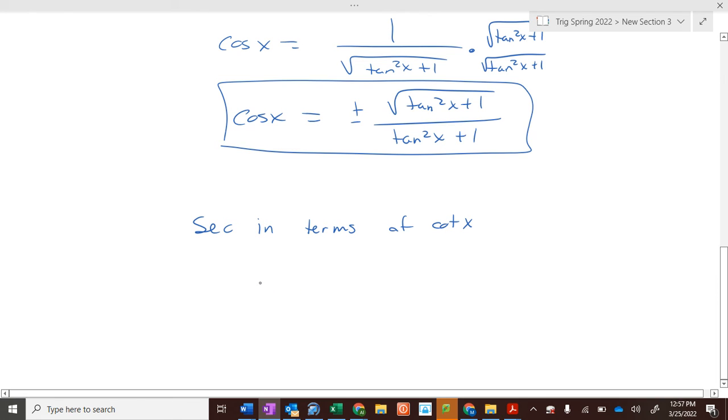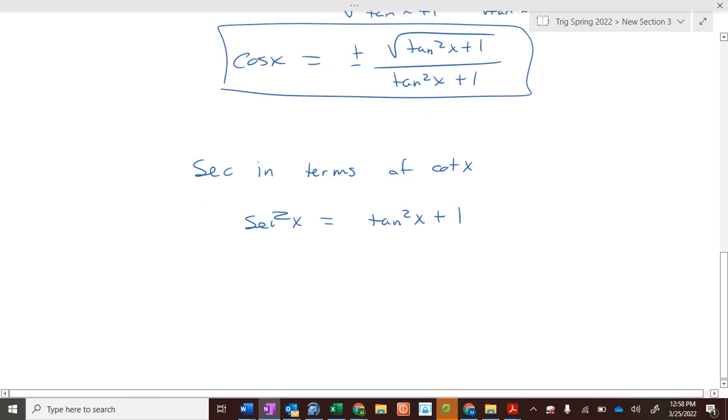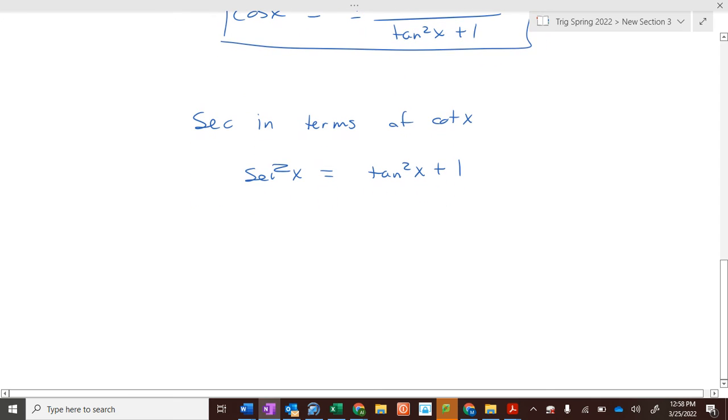Okay? So, we want secant in terms of cotangent. So, secant squared of x equals tangent squared of x plus 1. Now, this is going to be a crazy one. I don't think you'll have one quite this hard on your homework, but here we go. If you can understand this, you'll be just fine. So I've got to get tangent in terms of cotangent. How do I do that? Reciprocal. 1 over cotangent squared plus 1, right?